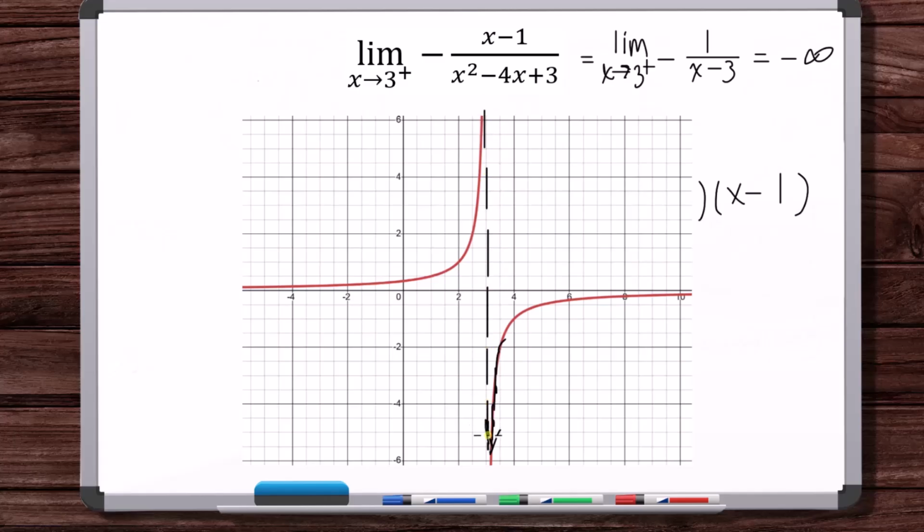Anytime you have any kind of infinite limit associated with the limit as x approaches a finite value, you know you're dealing with a vertical asymptote at x is equal to that value. So x is equal to 3 is a vertical asymptote.